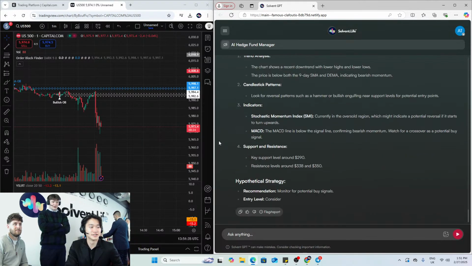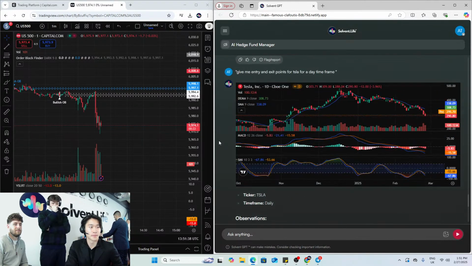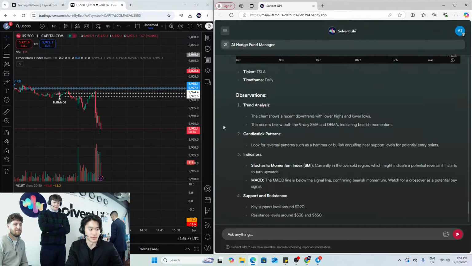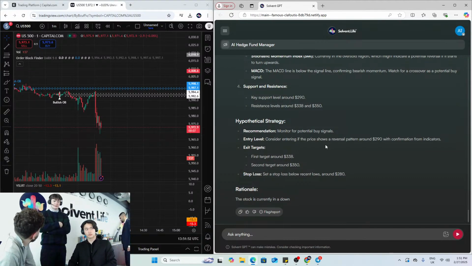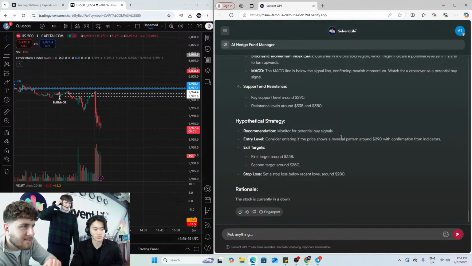What indicators do we have on there? So it's pulled up the MACD, SMI, straight from TradingView as well. Volume, SMA, EMA. We love that. And then it gives us the, hypothetical. It's not hypothetical though. No, I didn't think it would be, but wow, that's brilliant. Well done, guys.